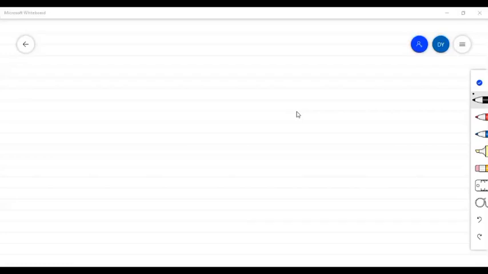compounds, and then we're going to study more examples of aromatic as well as anti-aromatic compounds.